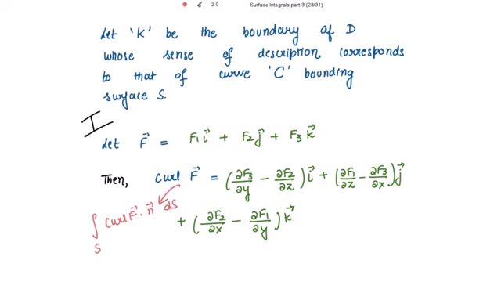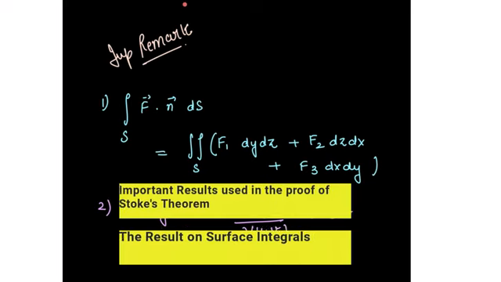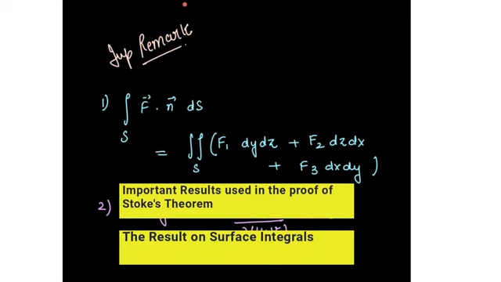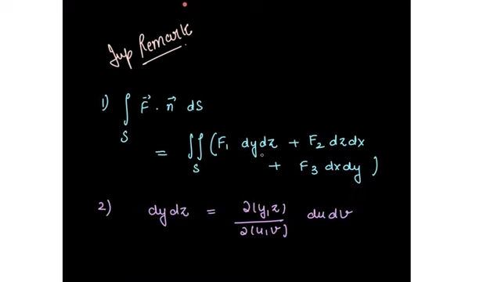For that, let's recall one very important remark. The surface integral of f vector dot n vector dS is equal to the double integral over the surface S of f1 dy dz, that is the first component of f vector, plus the second component of f vector times dz dx, plus the third component of f vector times dx dy. So let's use this result first.